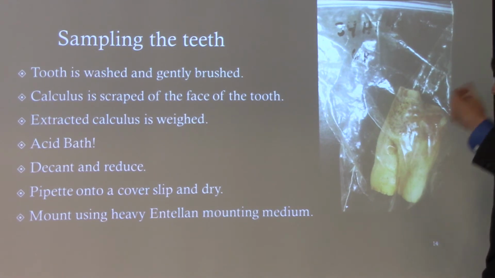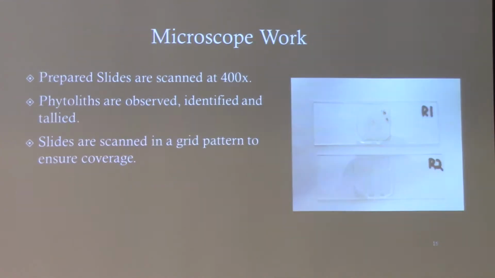We then decant it a final time and then pipette what is left onto a cover slip, and then we let that cover slip dry. We then mount that cover slip onto a slide using a heavy, hardening mounting medium, which gives us a very permanent and clear slide to do our observations through.